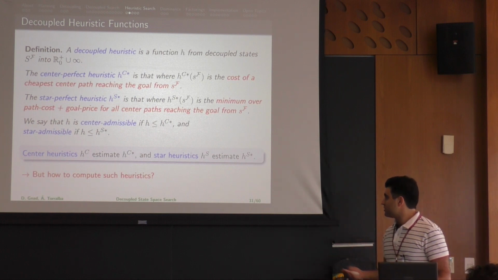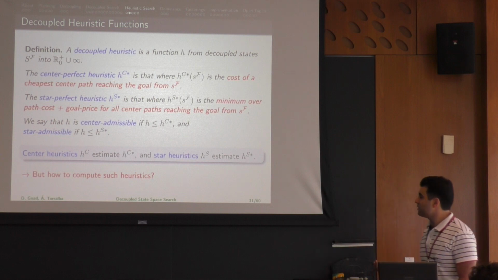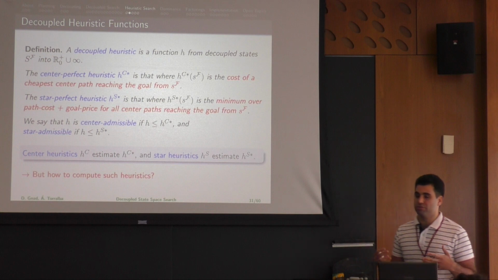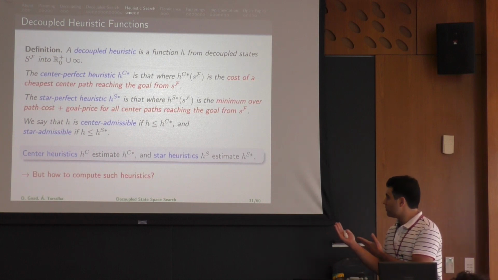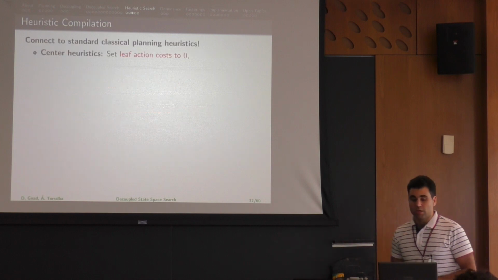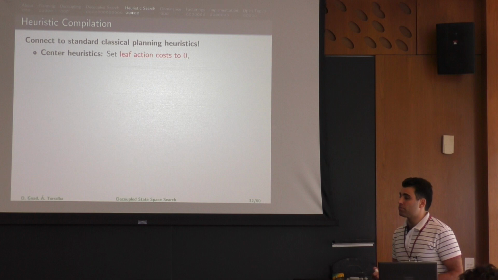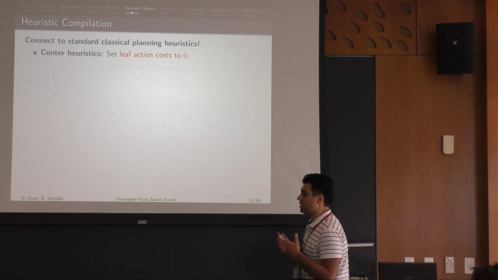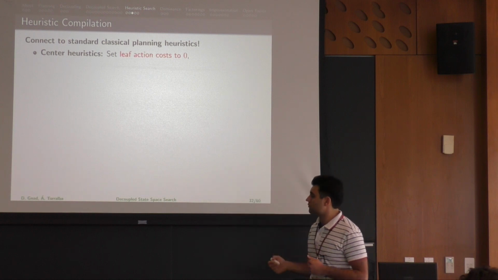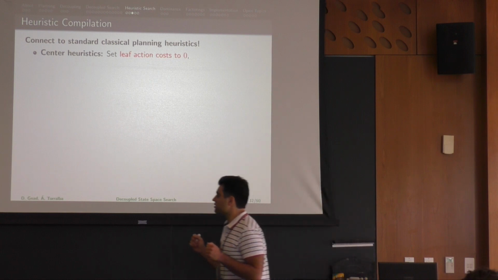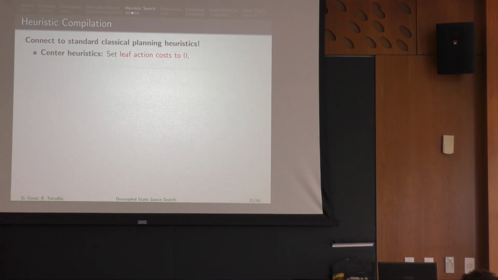Okay, and then we can define center heuristics and star heuristics. Now we know what we want to compute. And the question is, how can we use standard heuristics in planning to actually compute these estimations? This is possible just by doing a compilation. We can use any heuristic defined for classical planning, which is defined for states, and we are going to slightly modify our planning task in order to use this heuristic. And the way that we are going to modify the planning task is the following.